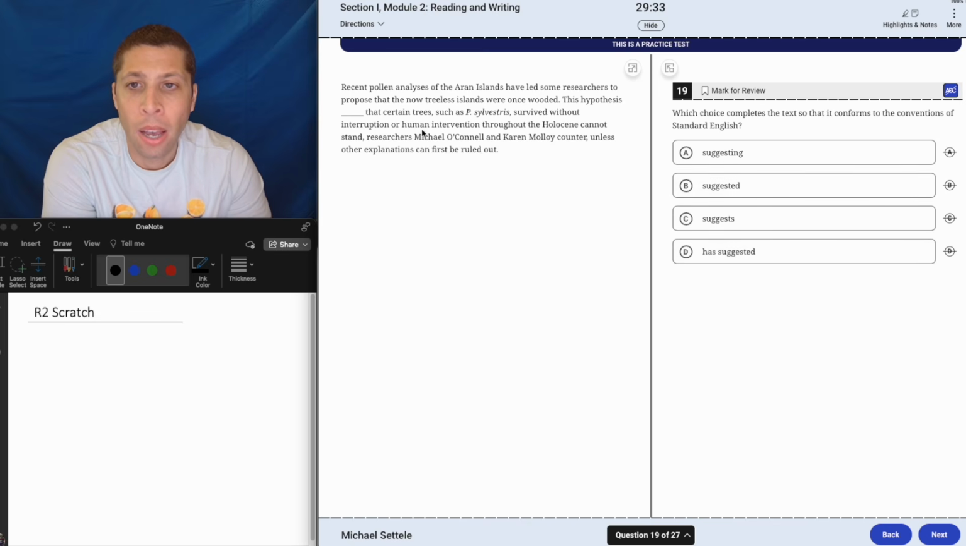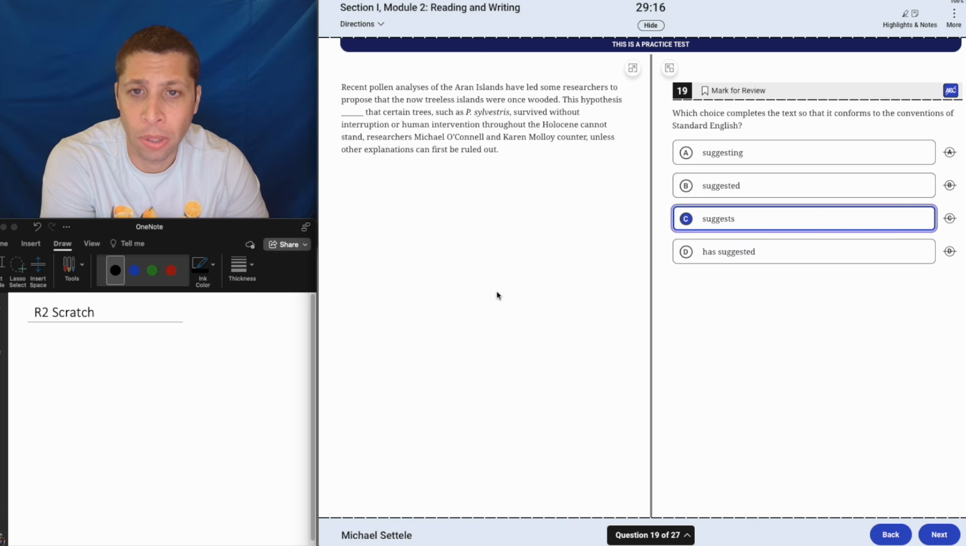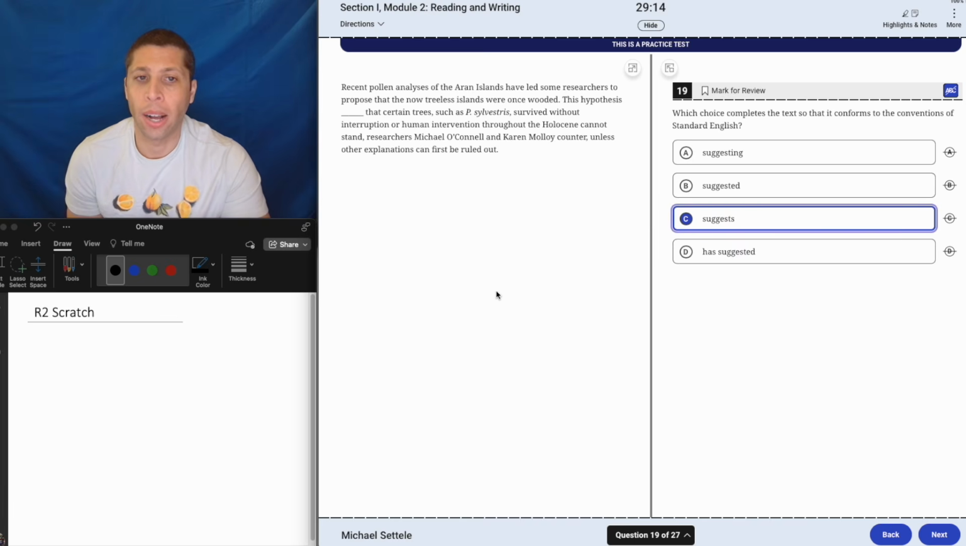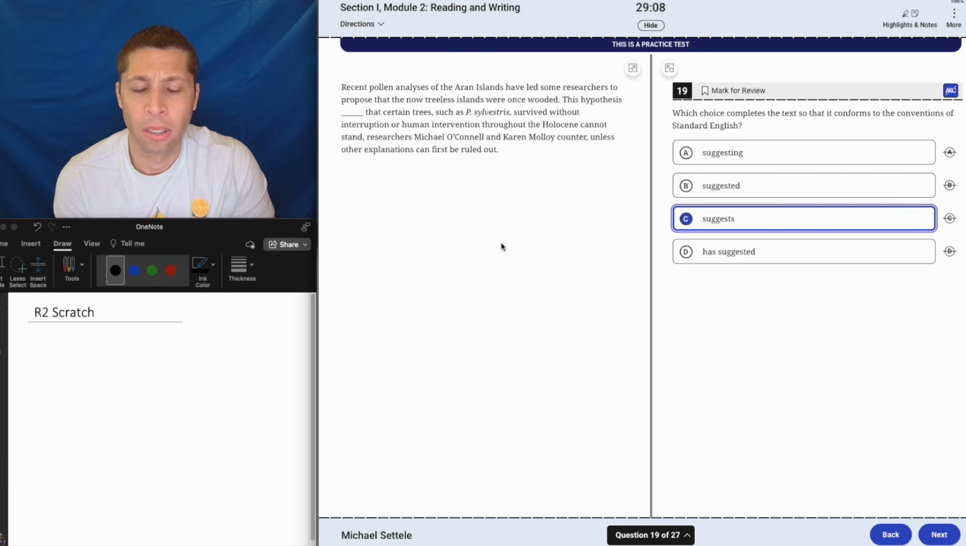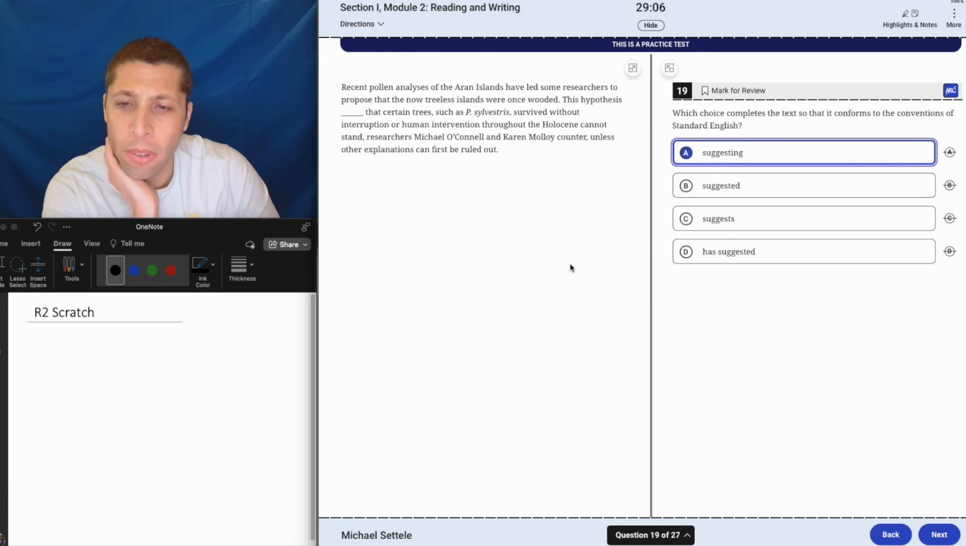Let's see. Recent pollen analysis of the Aran Islands have led some researchers to propose that the now treeless islands were once wooded. This hypothesis suggests that certain trees survived without interruption or human intervention throughout the Holocene cannot stand unless other explanations can first be ruled out. Whoa. Is it this?